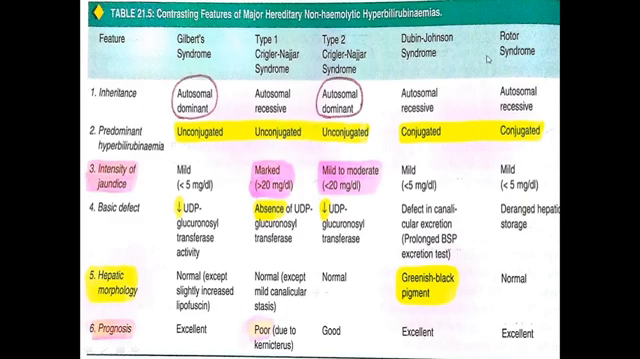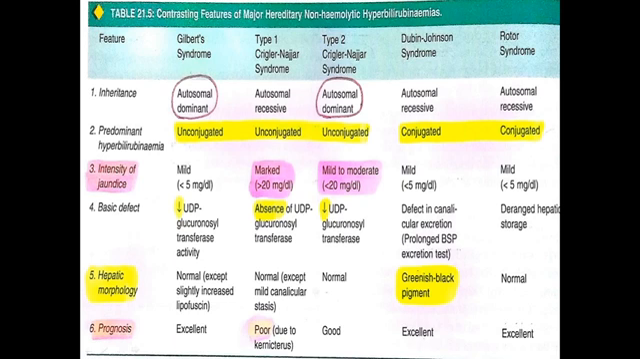Out of these five, in Dubin-Johnson syndrome there are greenish black pigmentations on hepatic morphology that you can see, because there is a defect in canalicular excretion. We have seen the bromosulfation excretion test. This test is nowadays limited to the diagnosis of Dubin-Johnson syndrome. Once again we are revising.